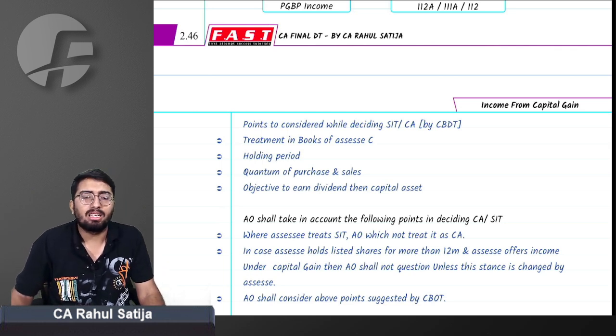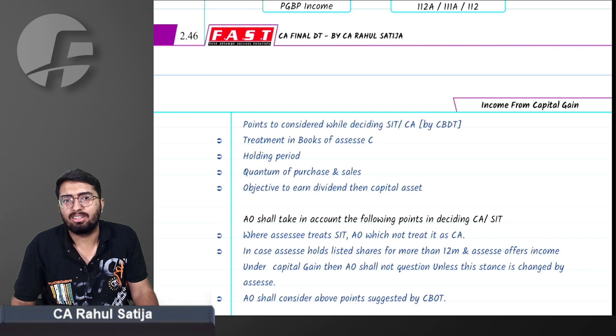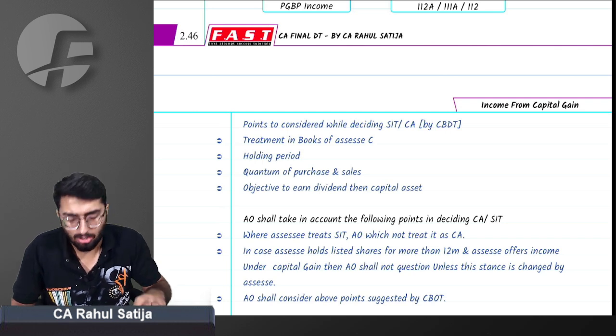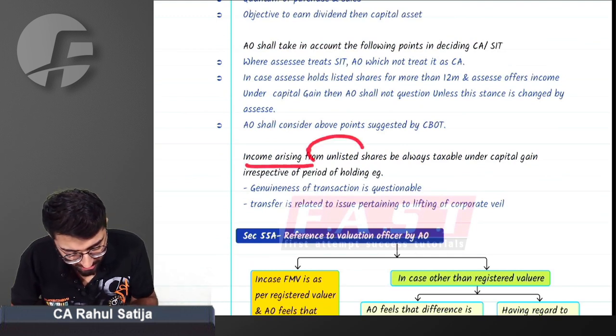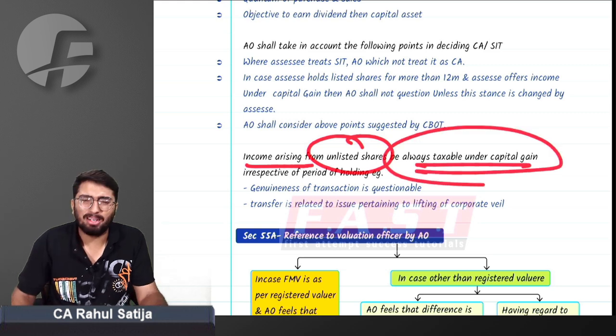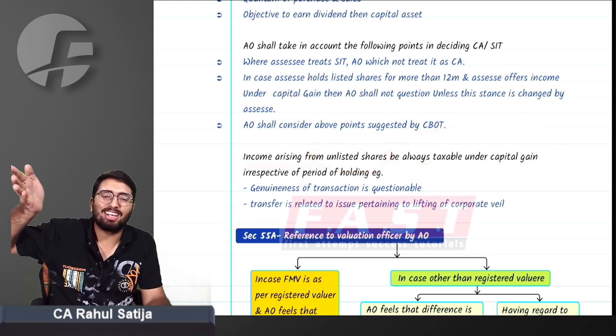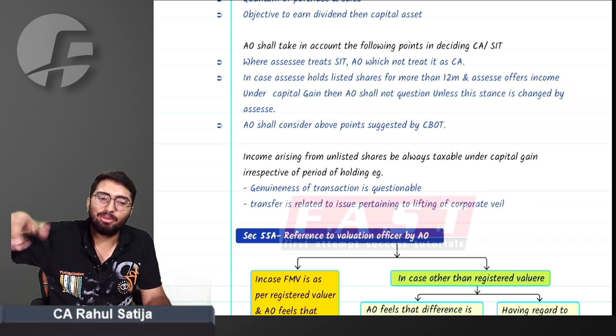These are the things that AO should consider while deciding whether such securities are held as stock in trade or capital asset. Sir, one thing is to be taken care of. Unlisted shares, whenever sold, will be taxable under the head capital gain because it is assumed that unlisted shares are not publicly traded. It cannot be held as stock in trade.